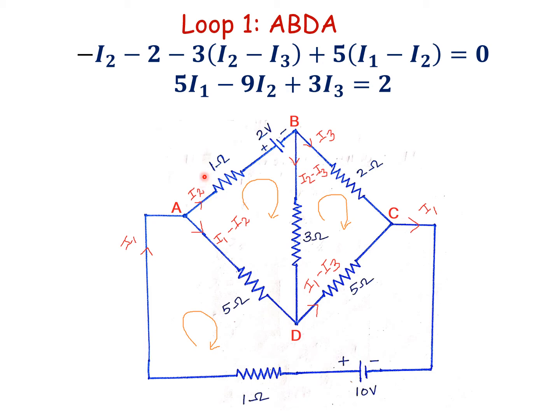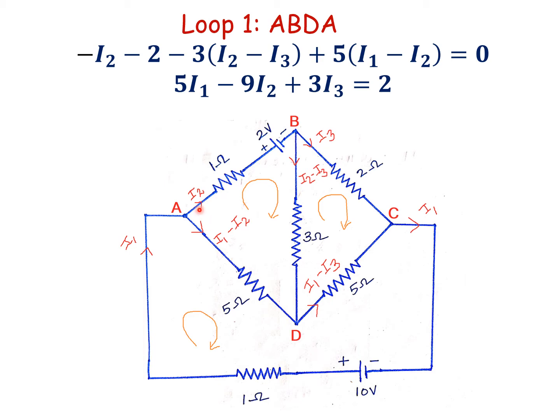While writing the voltage equation of the resistor, if the branch current and loop current are in the same direction, we have to consider it as a voltage drop. And if the branch current and loop current are opposing each other, we have to consider it as a voltage rise. But for a voltage source, we have to consider the loop current direction only. If the current is flowing from positive to negative, it is a voltage drop. But if the current is flowing from negative to positive, it is a voltage rise.